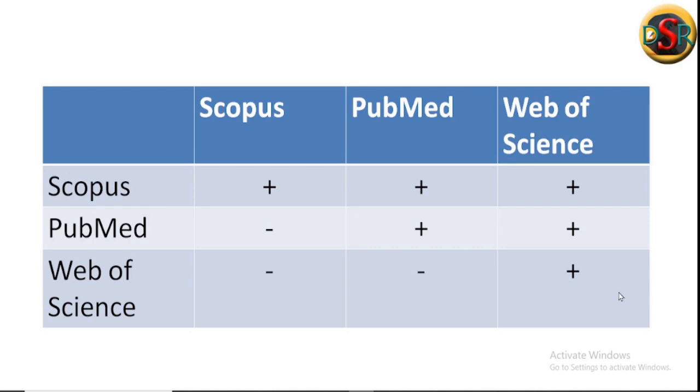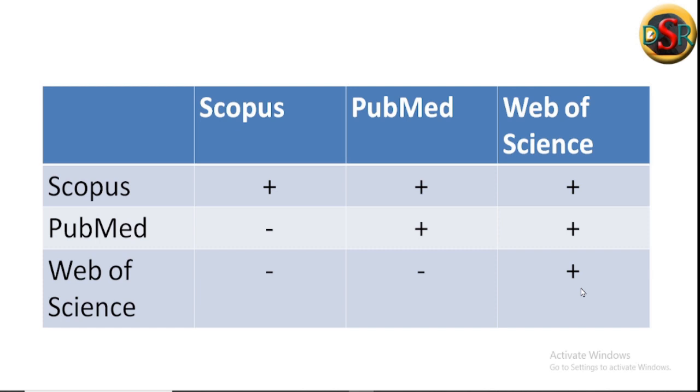Here, one important observation to be noted is that a Scopus journal is also indexed in PubMed and Web of Science. That means if you search a Scopus journal name, it will also appear in the PubMed and Web of Science databases. Similarly, a PubMed indexed journal will also appear in the Web of Science database. However, a Web of Science indexed journal will appear only in the Web of Science database.